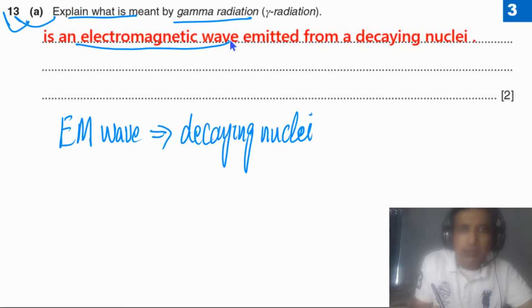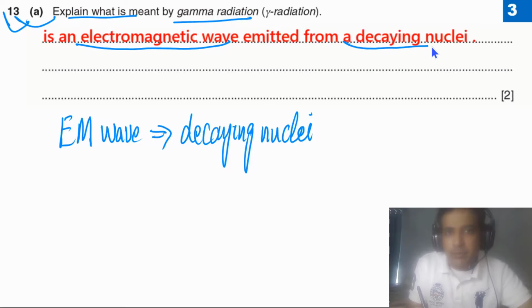If you mention this, you will get 1 mark, and then if you have mentioned it is emitted from a decaying nuclei, you will get another mark. So you will get 2 marks for this question.